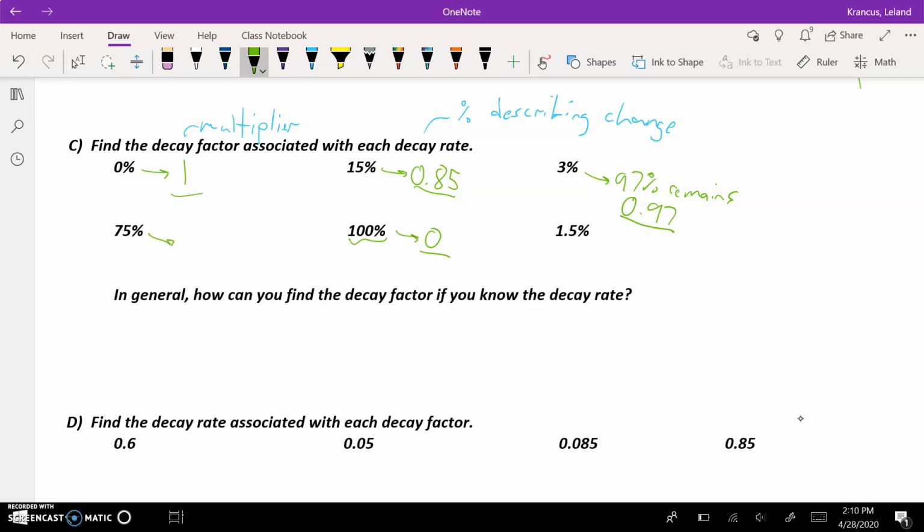If something goes down by 75%, so your $100 loses value by 75%, you've lost $75, you have $25 remaining. So that would be 0.25, the multiplier that would decrease the value by 75%. 75% is gone, 25% remains. So you multiply by 0.25.